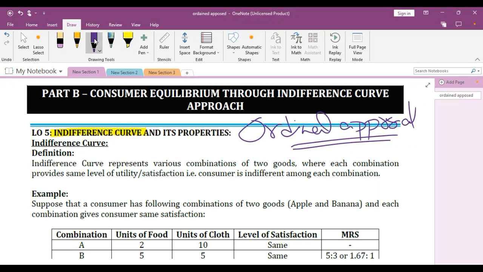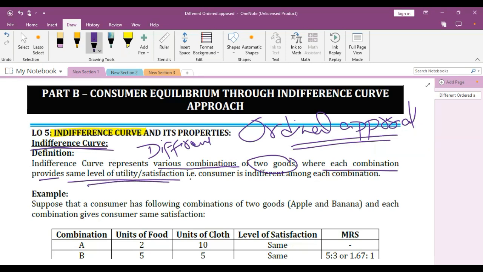What is indifference curve? Indifference curve represents different combinations of two goods where each combination gives or provides the same level of utility or satisfaction to the consumer, so that the consumer becomes indifferent among each combination.